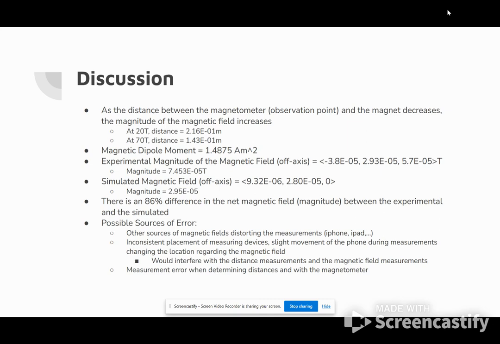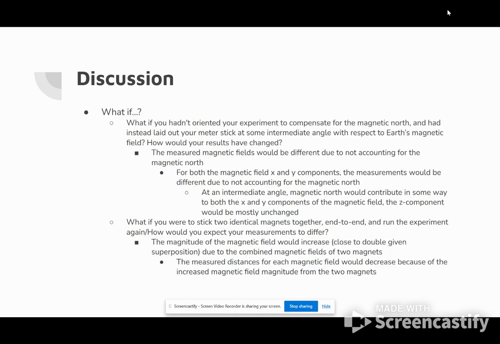And then for the simulated magnetic field off-axis magnitude, it was 2.95e-5 teslas, which means that there's an 86% difference in the net magnetic field magnitude between the experimental and the simulated versions. Some of the possible sources of error would be placement of the measurement tools regarding the magnetic field and any other interference, as well as measurement errors.